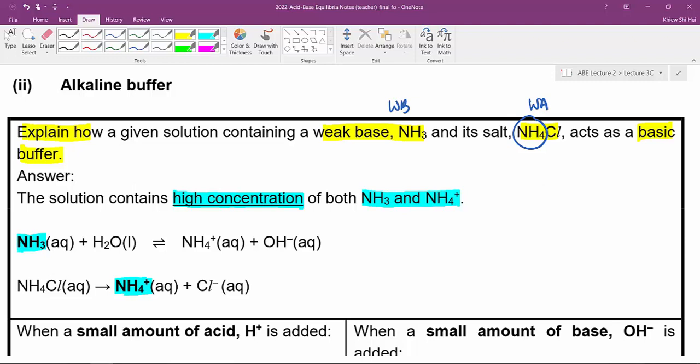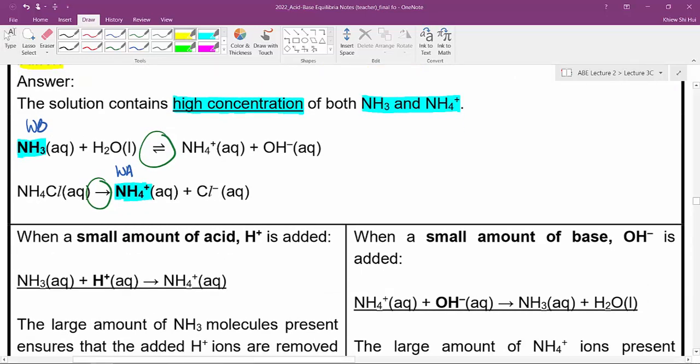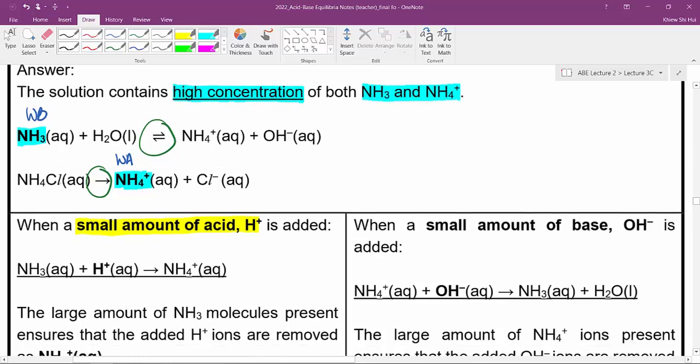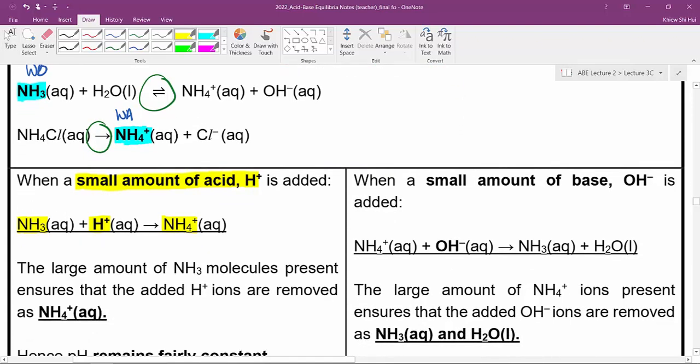Again, do note the arrows: the reversible arrow to show the partial dissociation of the weak base, the full arrow to show the complete dissociation of the salt. This is the weak base, this is the weak acid, and now when we have a small amount of H+ being added, between NH3 and NH4+, which is the component to react? It will have to be the weak base, which is NH3, that removes the H+ as NH4+.